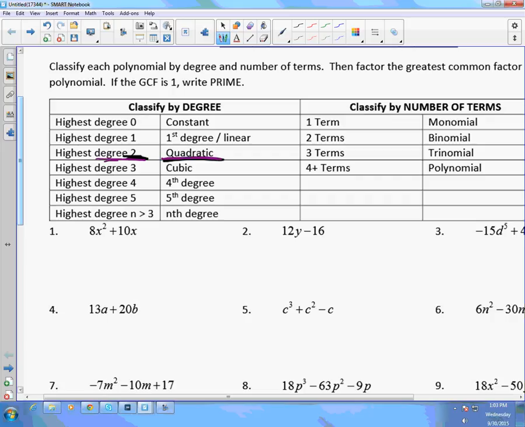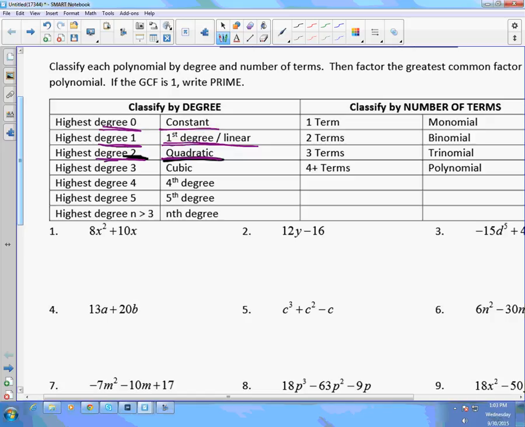In ninth grade, you graphed y equals mx plus b. What type of graph is that? Linear, thank you, a line. It was a straight line. That's because the x is the first degree. So when the highest exponent is a 1, it's linear, it's a line. But if there's no variable, the degree is 0, so therefore it's a constant.